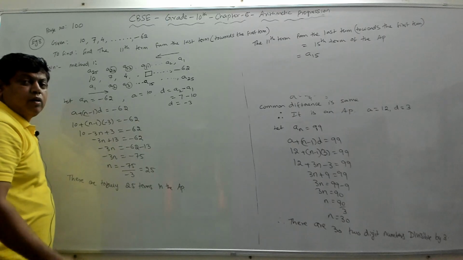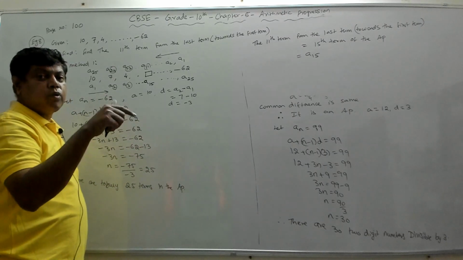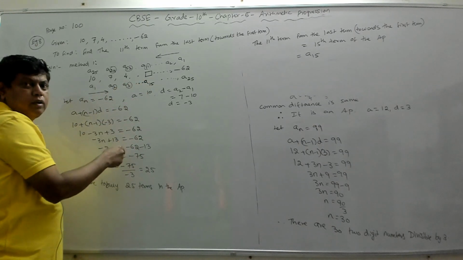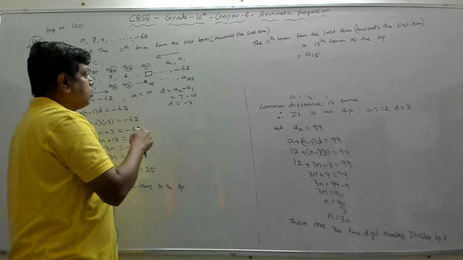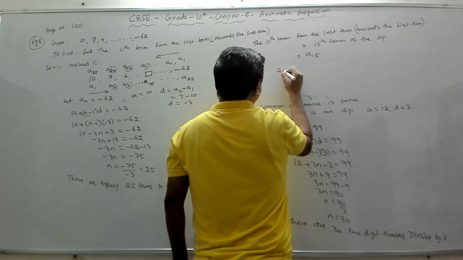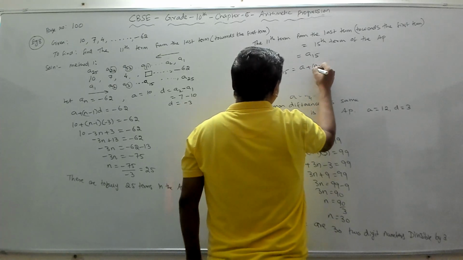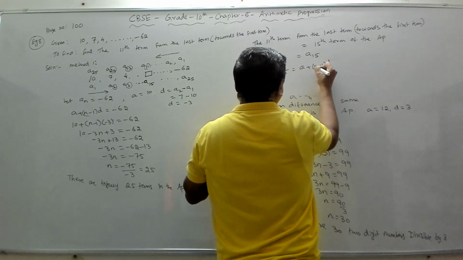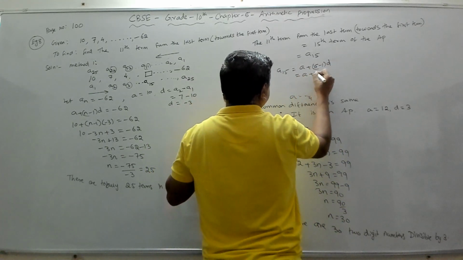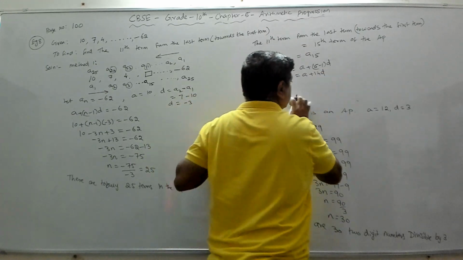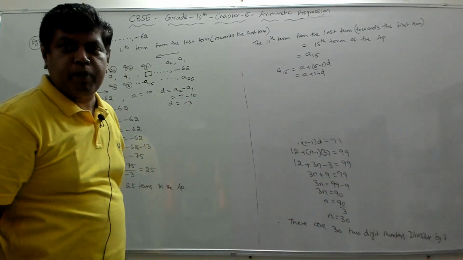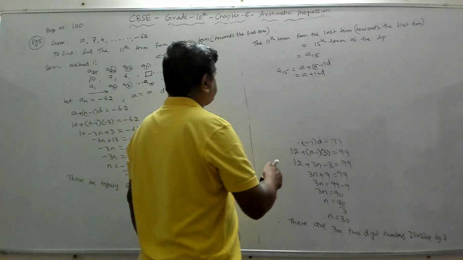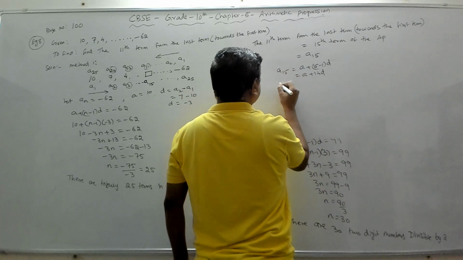For A15, we can apply the formula A plus n minus 1 into D, because this A15 portion is in this direction: A1, A2, A3, like that A15 is coming. So we can apply this formula. What is A15? A15 is A plus n minus 1 into D, or I'll put 15 minus 1 into D because n is 15. Which means A plus 14D. Now we have to find that. Fine.